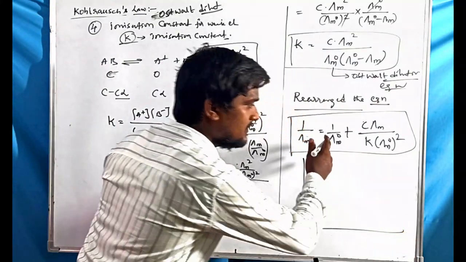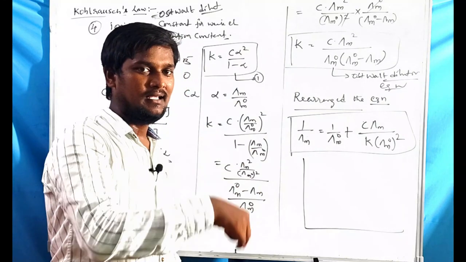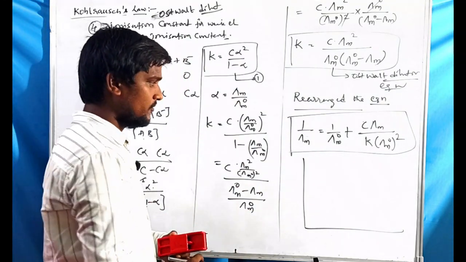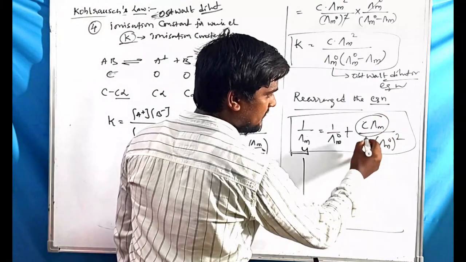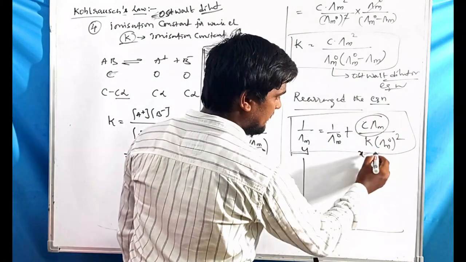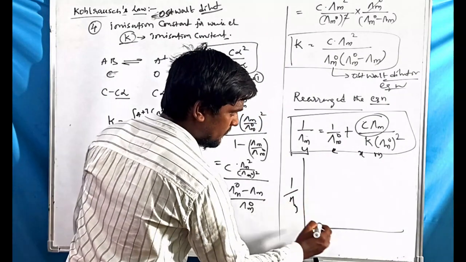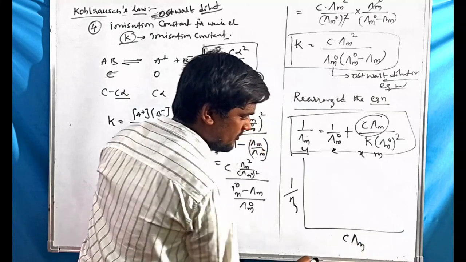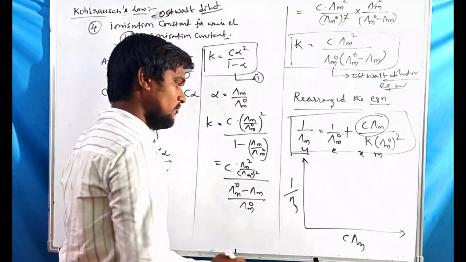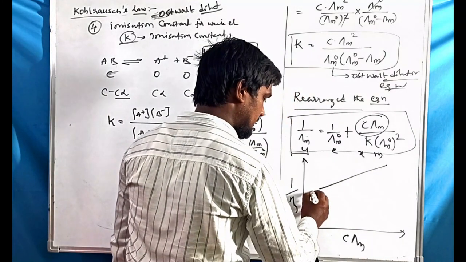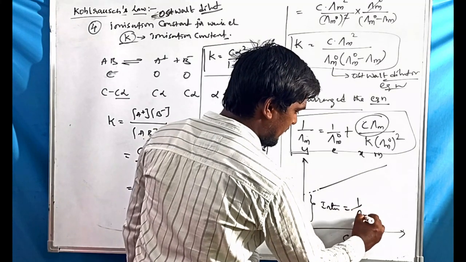After rearranging, we get this type of equation. If you need the derivation, I will give it in the comment box as a PDF. Here x is equal to C into lambda m, and this is the y axis, 1 by lambda m. Whenever we plot this type of graph, we get a straight line, and the intercept is nothing but 1 by lambda m naught.